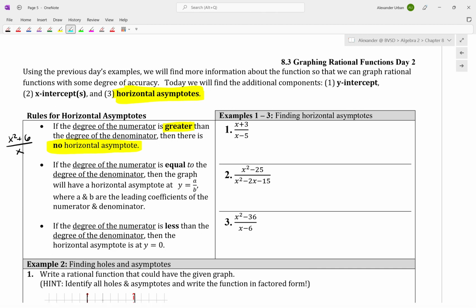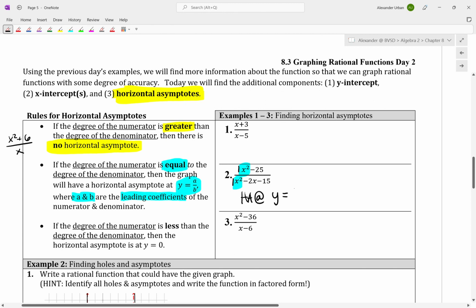Now, our next rule is if the degree in the numerator is equal to the degree in the denominator, then we have to look at a horizontal asymptote of a over b, where a and b are our leading coefficients. So let's take a look at number 2 here. We have an x squared on both top and bottom, and a is how many x squareds I have on top, and b is how many x squareds I have on bottom. So in this situation, we'll have a horizontal asymptote at y equals 1 over 1, which means we just have a horizontal asymptote at y equals 1. Well, we did number 2.